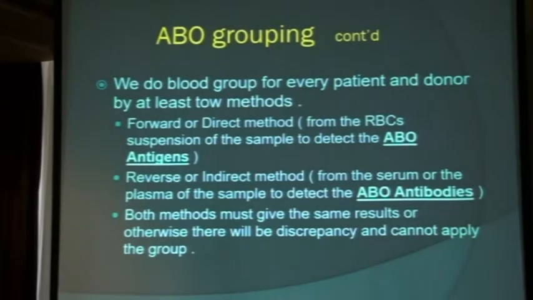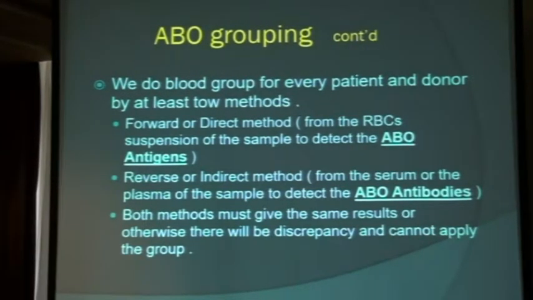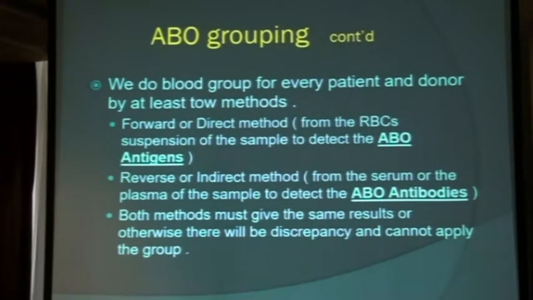ABO discrepancies: we do all blood groups by at least two methods, the forward or direct method to detect the ABO antigens, and the reverse or indirect method to search for ABO antibodies. Both methods must give the same results, otherwise there will be a discrepancy and the group cannot be assigned.